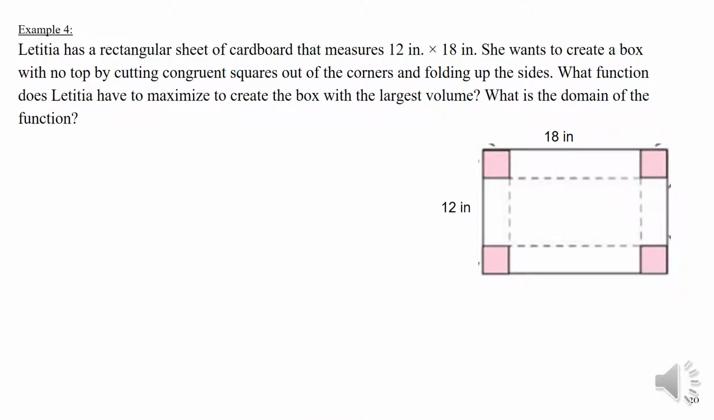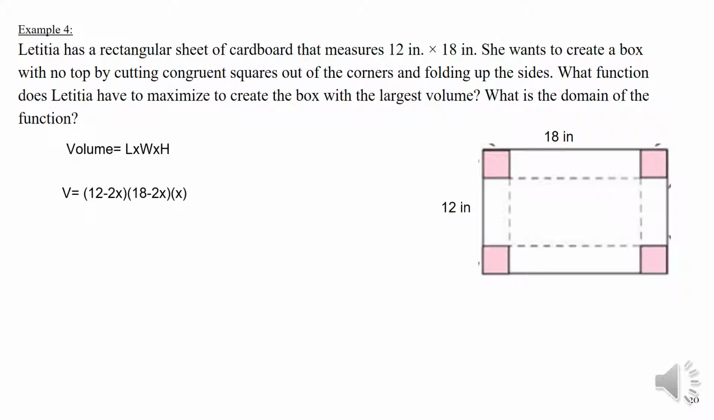Example 4 is similar to example 3. However, this one asks for 1, the function that we would need to maximize, and 2, the domain of the function. It does not ask us for how much we should cut or the maximum volume. It just says, come up with an equation and tell me the domain. Here's our equation: 12 minus 2x, 18 minus 2x, and x.